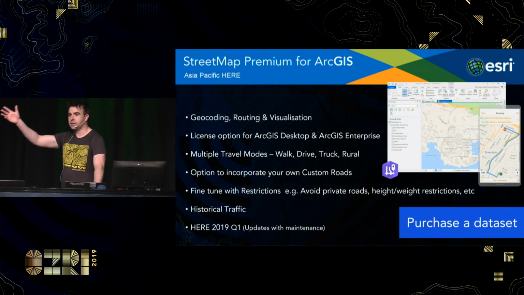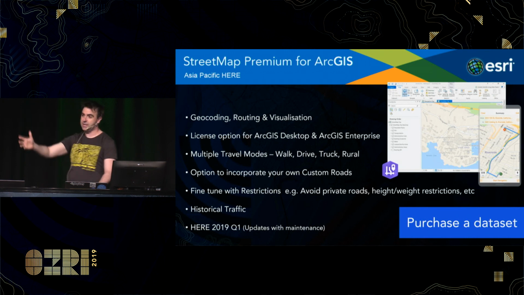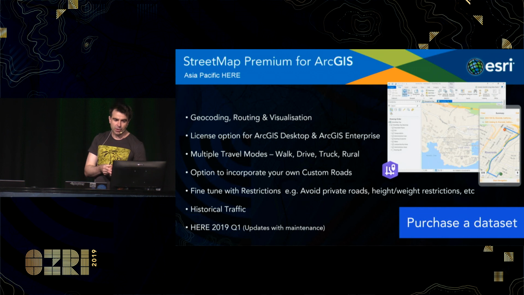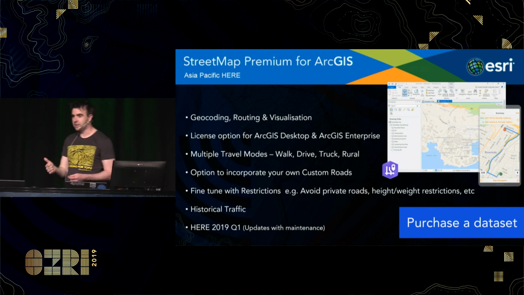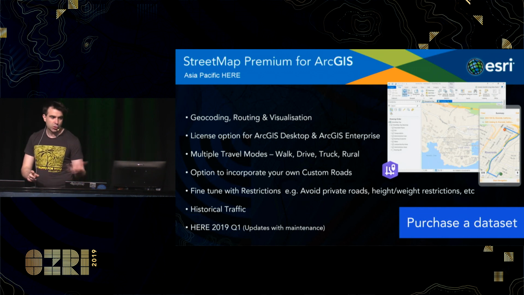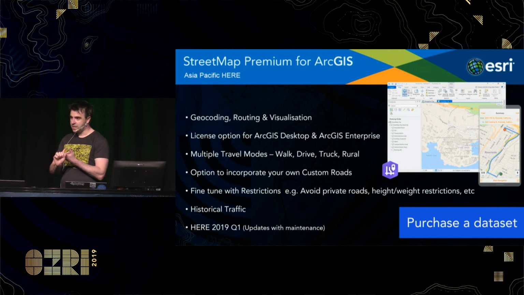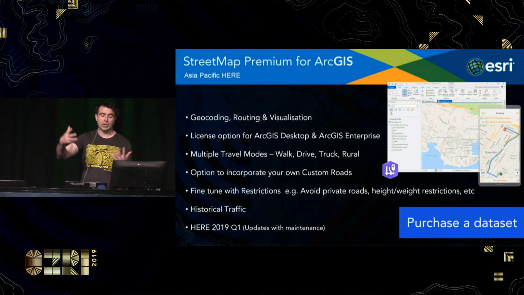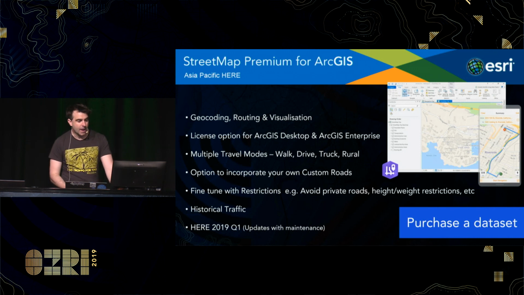guys from HERE, they're in the business of essentially, they're probably going to be driving our vehicles for us in the future with the data sets that they're compiling. The HERE data feeds into this StreetMap Premium product. So I'm a big fan of the HERE data for routing vehicles. But also StreetMap Premium is optimized by the Esri Network Analyst team specifically for Network Analyst. You can incorporate your own custom data into there as well. It has the historical data. You can use it with Pro and ArcGIS Enterprise.